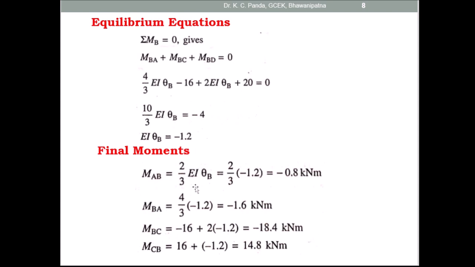So MAB is equal to 2 by 3 EI theta B. So EI theta B is equal to minus 1.2. 2 by 3 into minus 1.2 is equal to minus 0.8 kilonewton meter. And MBA is equal to 4 by 3 into minus 1.2, that is minus 1.6 kilonewton meter. MBC is equal to minus 16 plus 2 into minus 1.2, that is minus 18.4 kilonewton meter. And MCB is equal to 16 plus 1 into minus 1.2, that is equal to 14.8 kilonewton meter. Then after getting the final moments MAB, MBA, MBC, MCB, you give the direction of the moment.